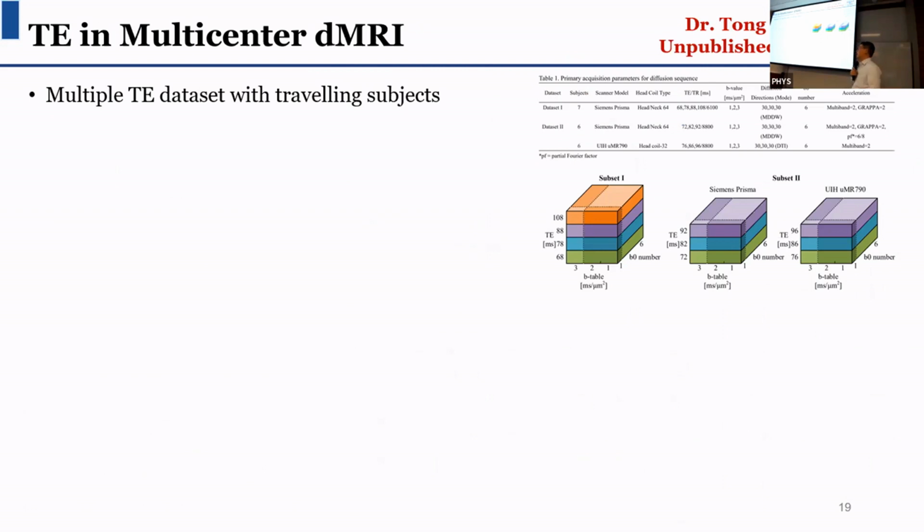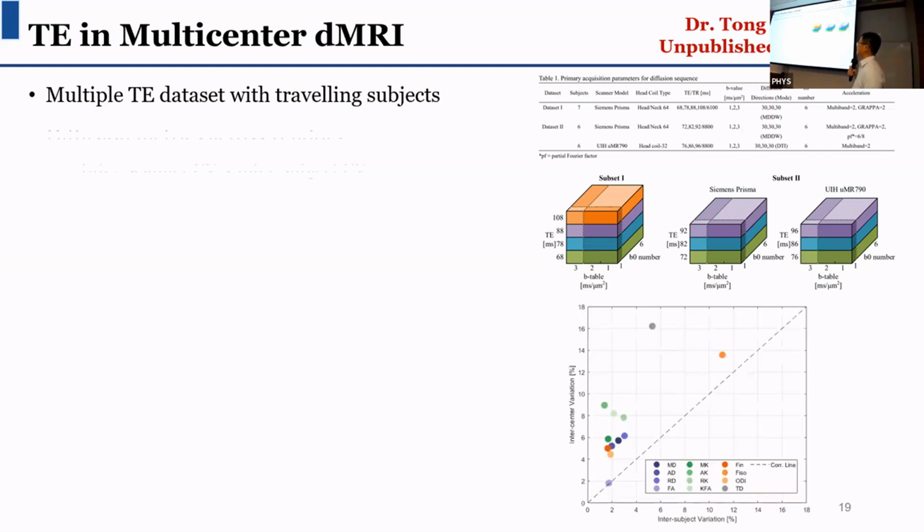A further thing we did, by Dr. Tong Qi, is that she collected several traveling subjects. That means one subject goes to different scanners: the clinical scanner and our Prisma scanner. In the clinical scanner, with the same settings, you cannot make the T value as short as 7 milliseconds. So this is going to be a multiple-T dataset with different T values.